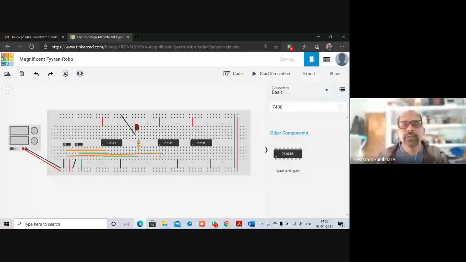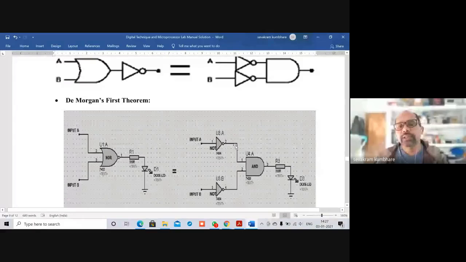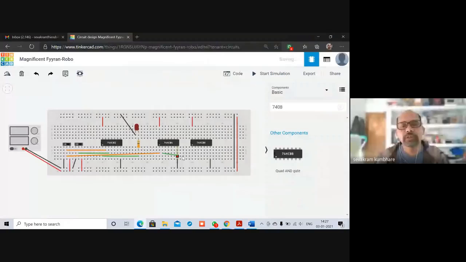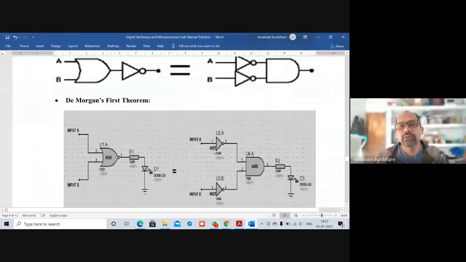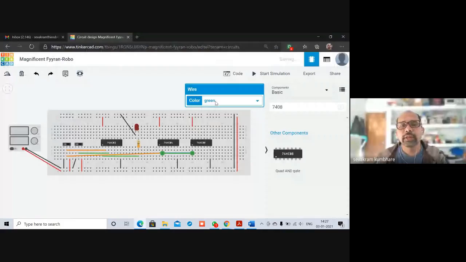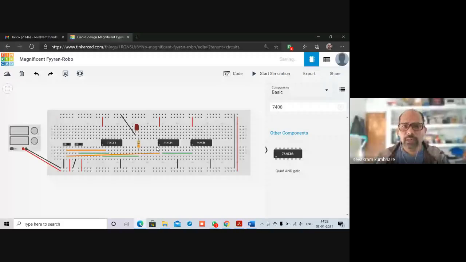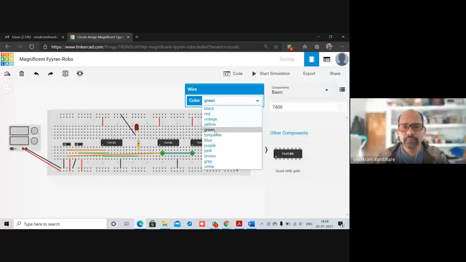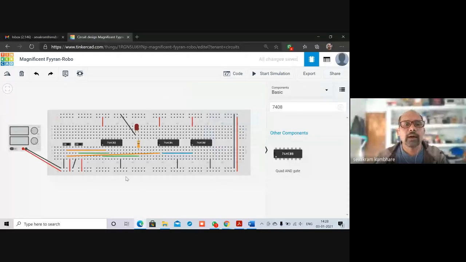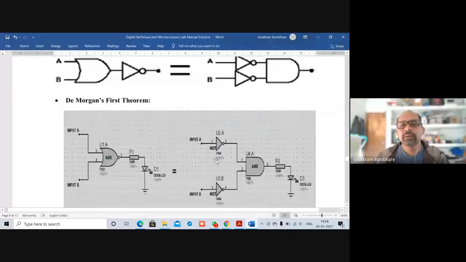Then pin number 2 of 7404 is connected to pin number 1 of 7408, which is NOT of A. So I'll make it orange again, or we'll keep it green only, no issue, or we can give some other color. Let us say blue. After that, if you observe, input B is connected to pin number 3 of the NOT gate.